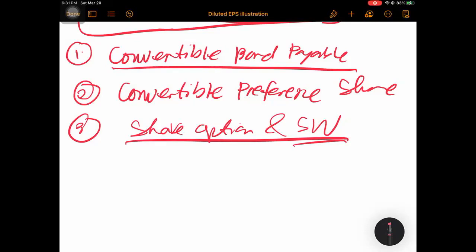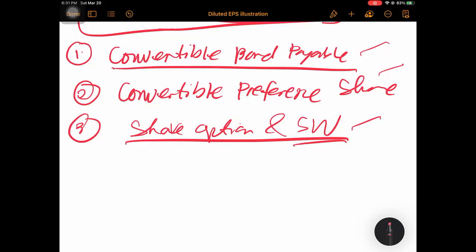So, these are the three types of potential ordinary shares. Kani sila tulo, okay, because it is potential or pwede siya ma-convert into ordinary shares. Okay, that's why pwede nila i-dilute ang amount sa imong basic earnings per share. Okay, so how do we have dilution and anti-dilution.